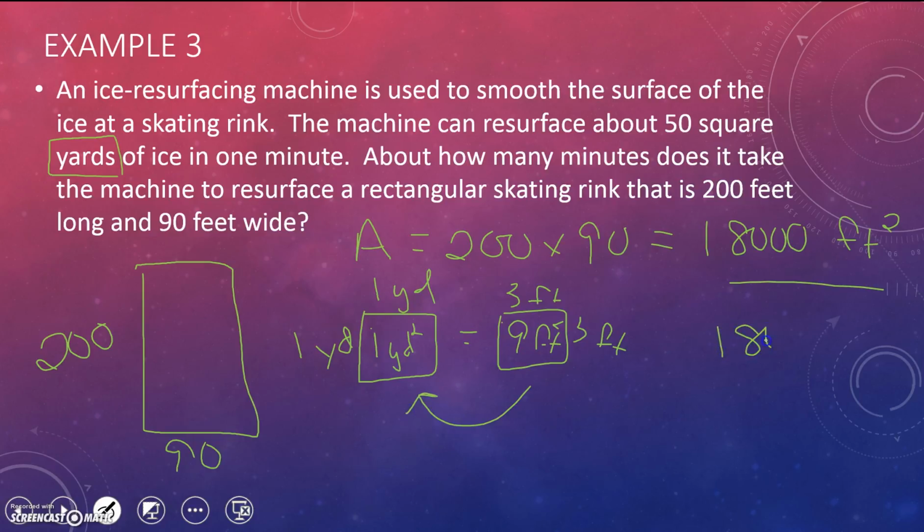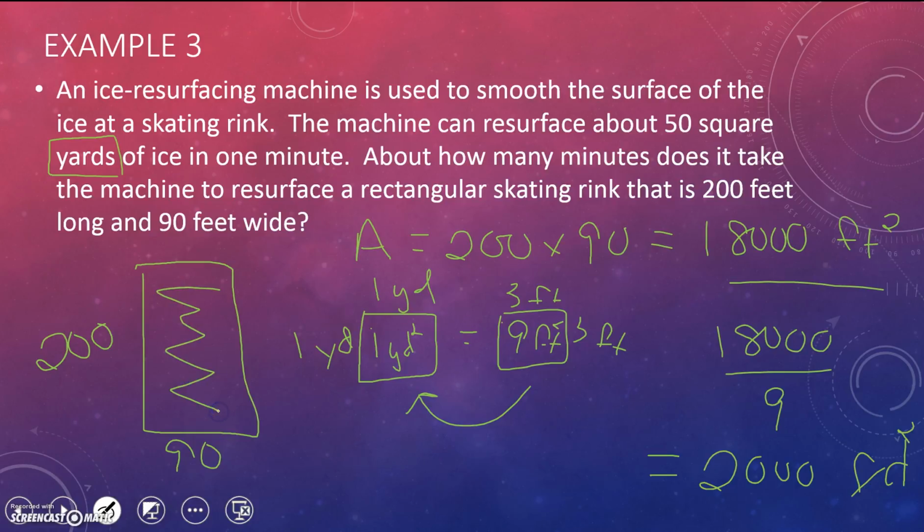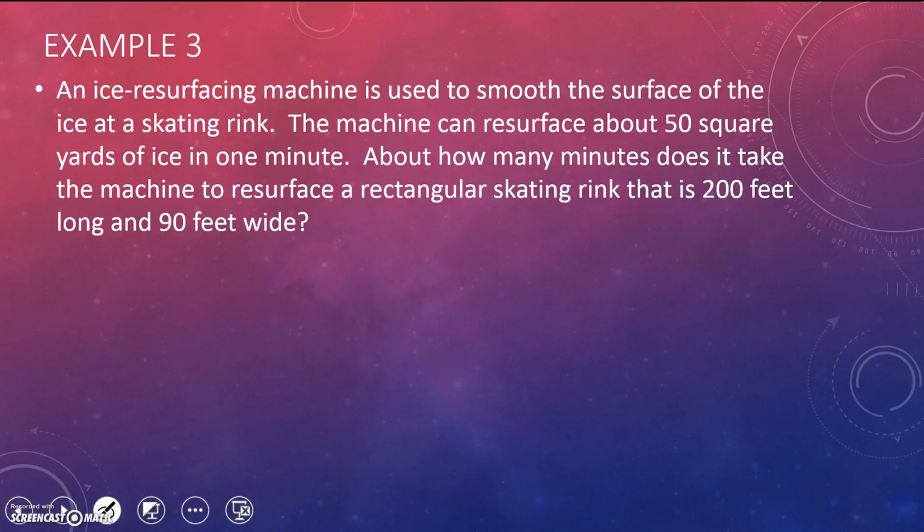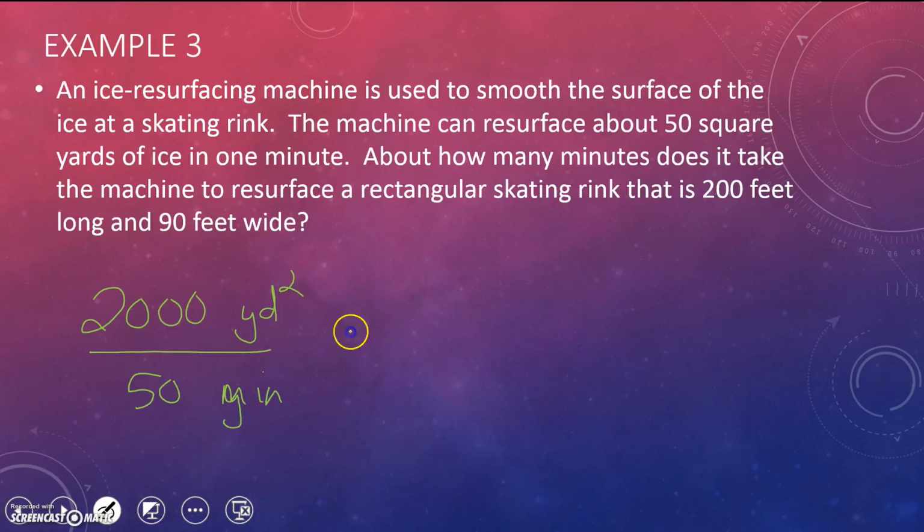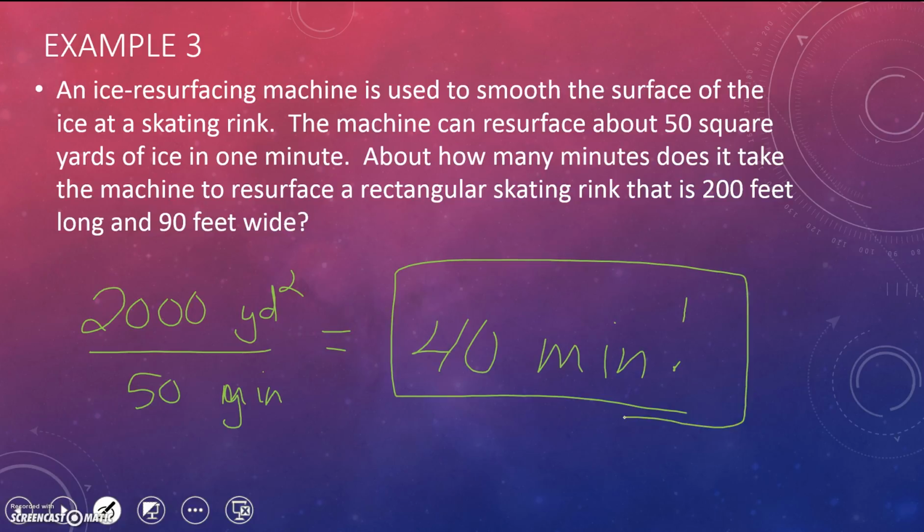So I'm going to take the 18,000, sorry, and divide it by 9, and I get a total of 2,000 square yards. Okay, so now that I know that this entire area here is 2,000 square yards, what I'm going to do next is figure out, well, how long is it going to take? So I'm doing 2,000 square yards, and I'm going to do 50 per minute. I'm going to divide those two things together, and I get a total of 40 minutes. So whoever is going through and doing this resurfacing, it's going to take them about 40 minutes to finish this.